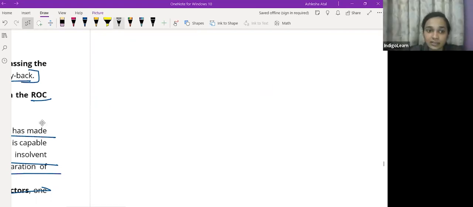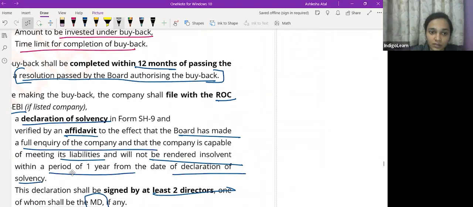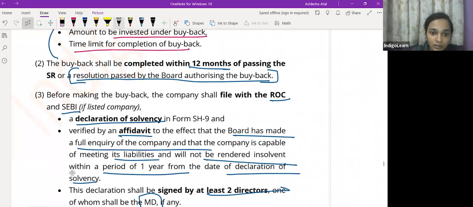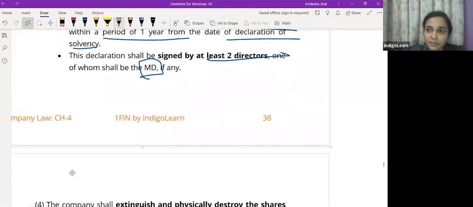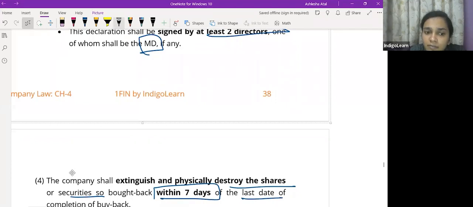Is this much clear? Yes, ma'am. Ma'am, and one doubt, ma'am. Like they told in procedure of buyback that class of shares intended to be purchased should be mentioned, no, ma'am, in the explanatory statement.